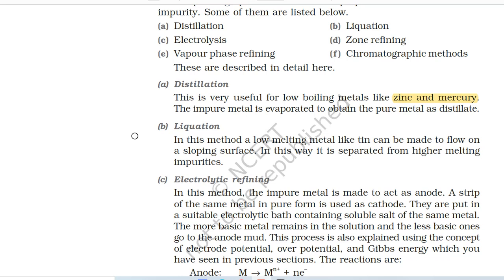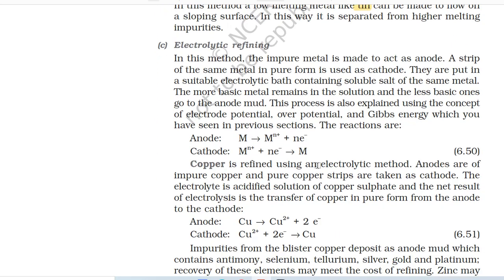B. Liquefaction. In this method, a low melting metal like tin can be made to flow on a sloping surface. In this way, it is separated from higher melting impurities.